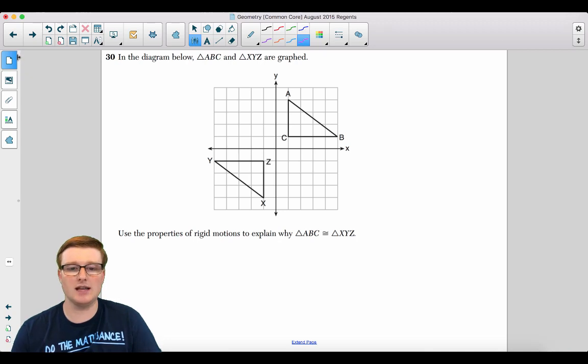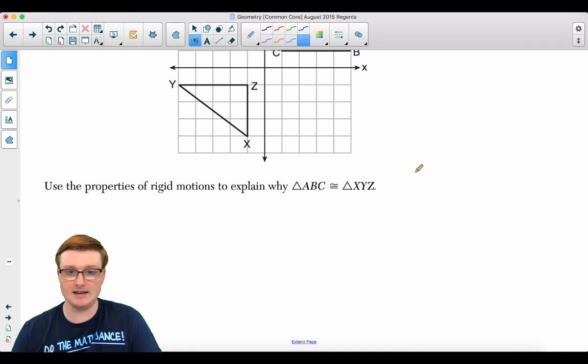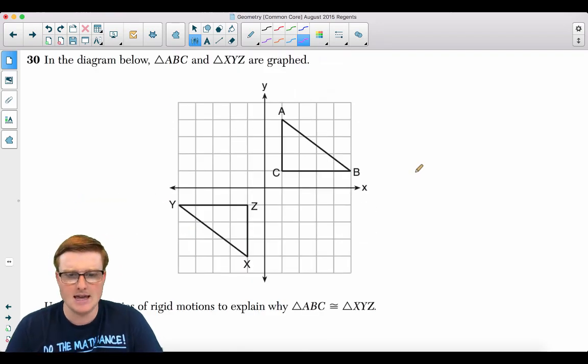In the diagram below, triangles ABC and XYZ are graphed. Use the properties of rigid motions to explain why triangle ABC is congruent to triangle XYZ. Okay, so what you need to say is, well, first of all, what is going on here? It looks like a rotation of 180 degrees.